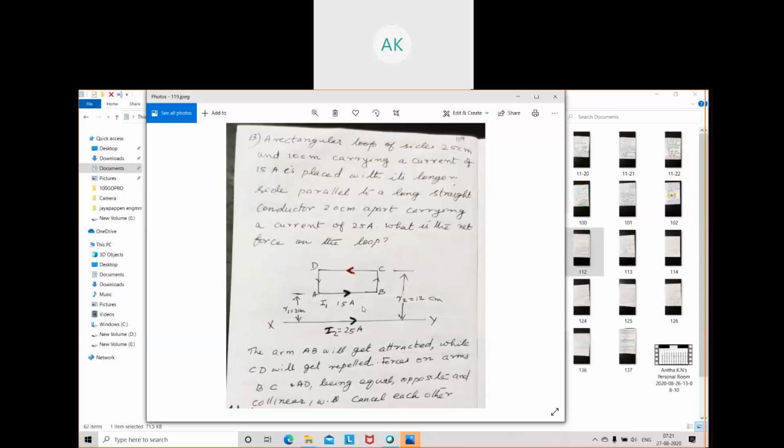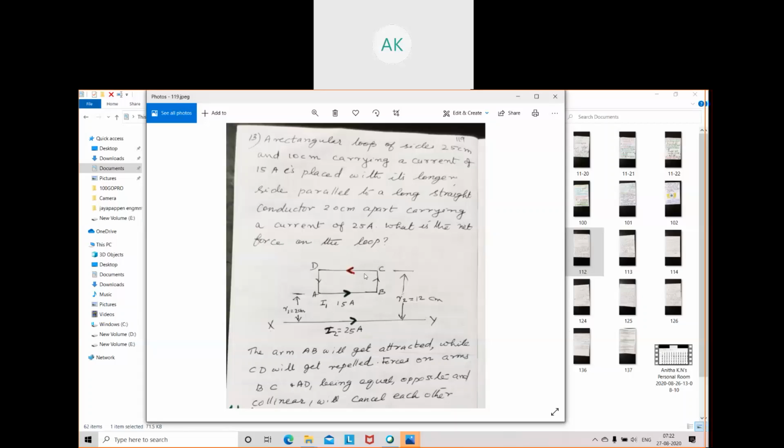So the longer side is kept parallel to this long straight conductor, and they are 2 centimeter apart. The separation between AB and XY is only 2 centimeter. This long conductor is carrying a current of 25 ampere. So let us take this as I1 and this as I2. And here what is asked is, what is the net force acting on the loop?